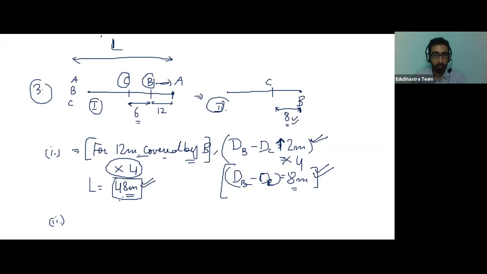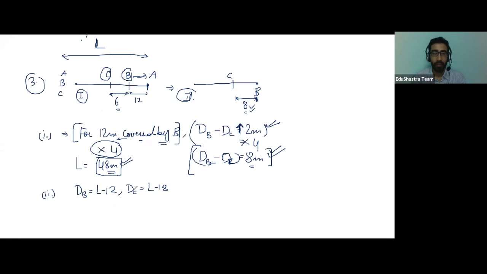Can you say by the time B covers L minus 12, so the distance covered by B is L minus 12, in the same time the distance covered by C will be L minus 18, which tells me that since time is constant, L minus 12 by L minus 18, the distance covered by B upon the distance covered by C, has to be the speed of B by the speed of C.